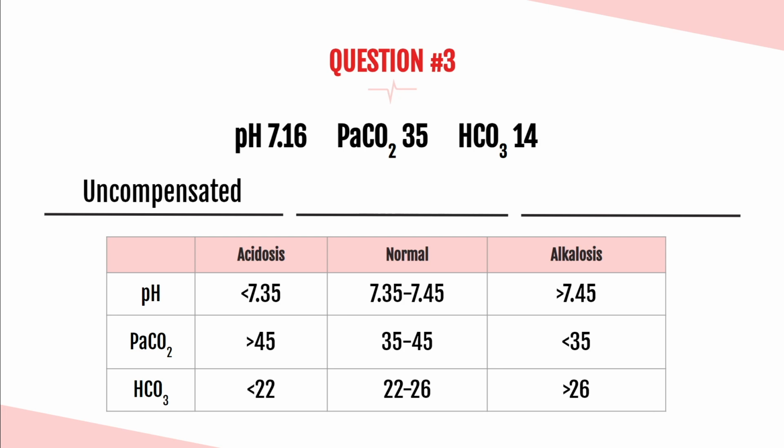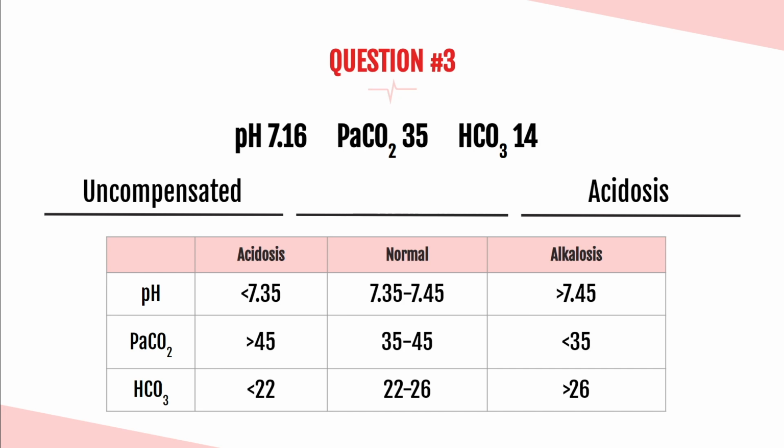Now let's figure out our last name. The pH is 7.16. Is this acidic or is it alkaline? It is acidic. So our name so far is uncompensated acidosis. All we need to figure out is the middle name now. So which of these values are trending with our acidic pH? Is it the CO2 or the bicarb?